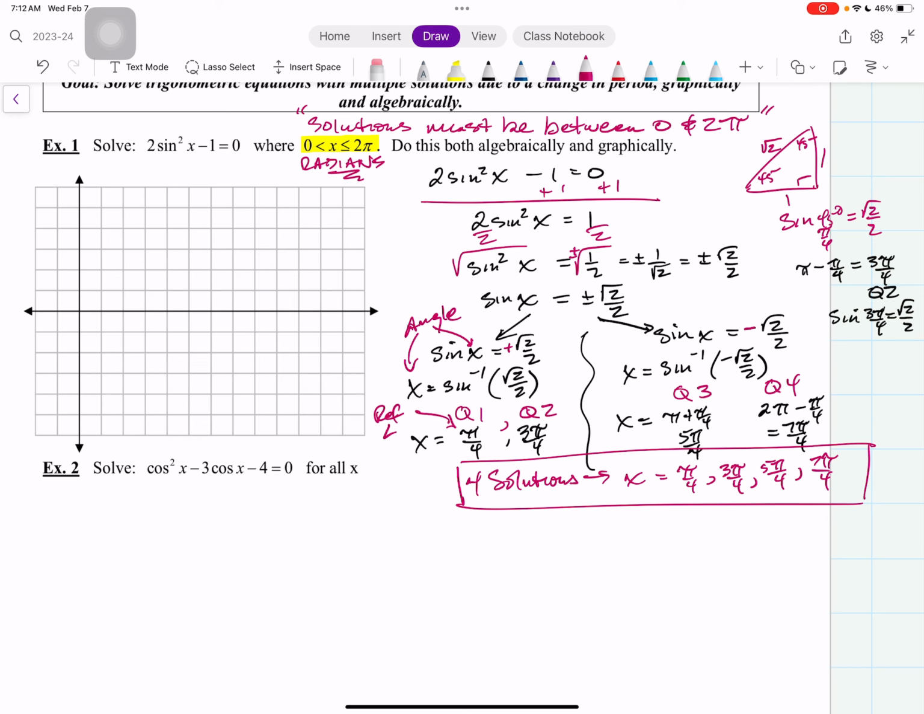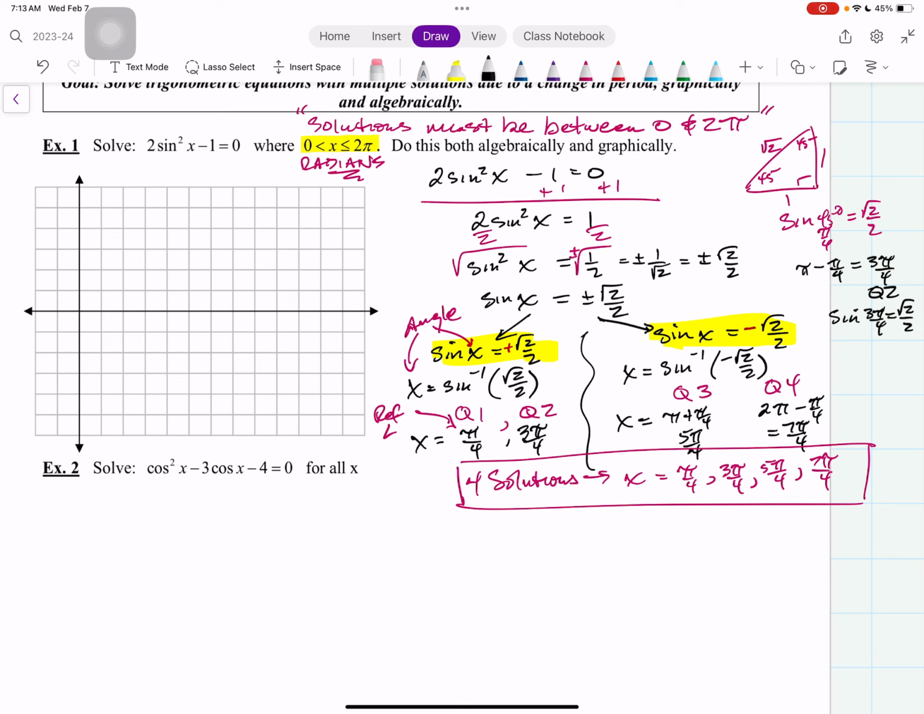Okay, now let's graph. What we do at this point is we take the two functions that we're dealing with right here, these two, and we actually graph the sine function and interpret this as a system. So I'm going to graph my parent function, sine x, first.